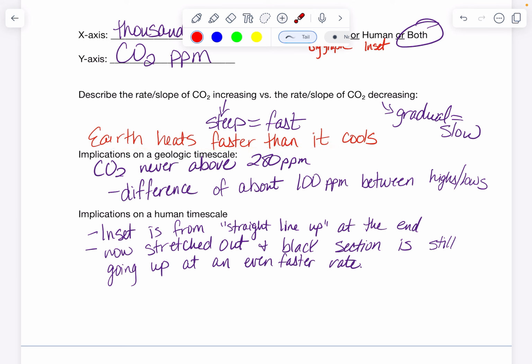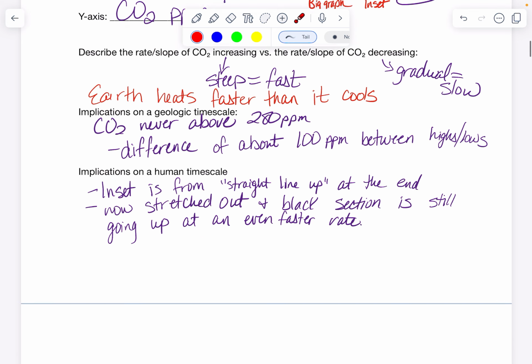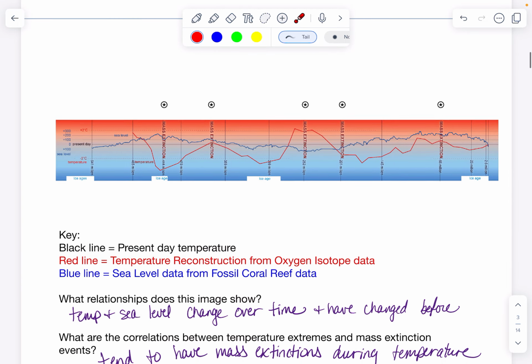On a geologic time scale, those carbon dioxide levels never really got above 280 parts per million, and it was only a difference of about 100 parts per million between the high and the low. But the inset shows that straight line up at the end is still going up at that faster rate. And so we can tell humans are having an impact.